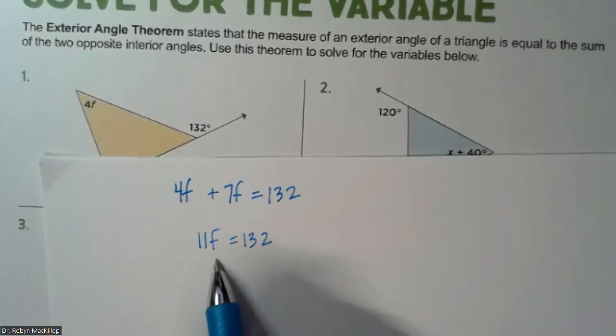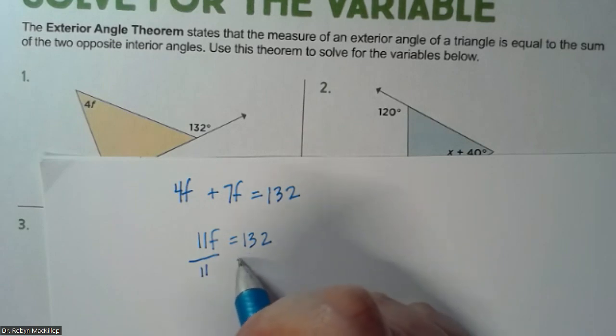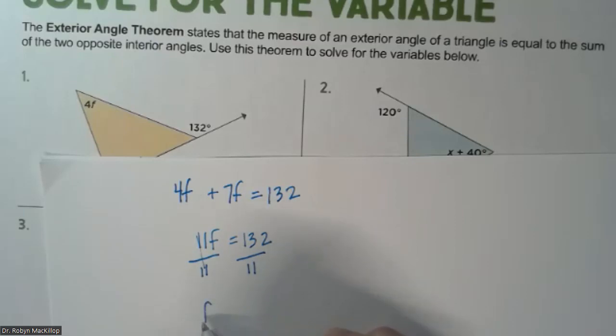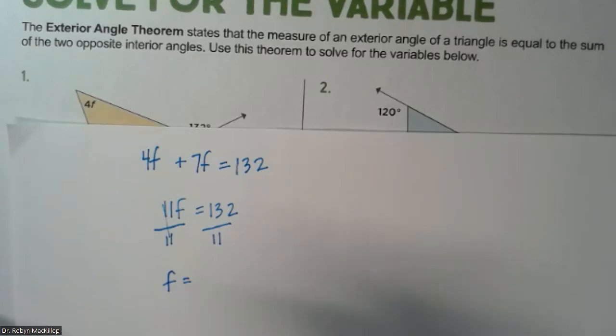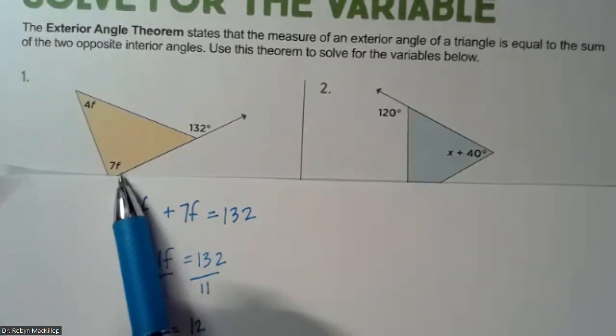We need to separate the 11 from the F. That means we're going to divide out the 11. What we do here, we have to do here. These 11s are gone because 11 divided by 11 is 1. Leaves us with F. And 132 divided by 11, I think, is 12. I got to run my calculator. Times 11. Yep, it's 12. So that means F is 12.